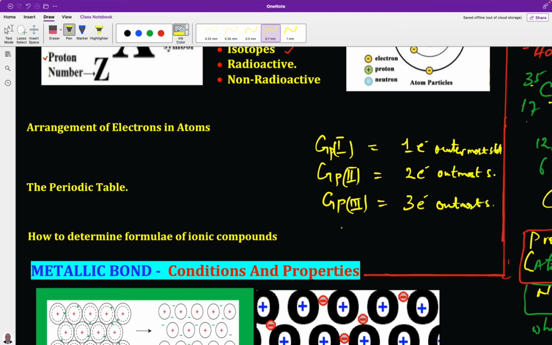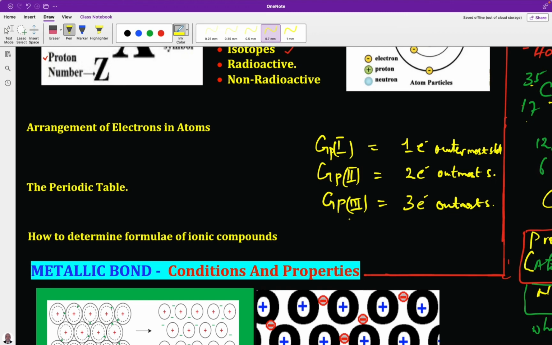In that order, group 4 elements will have 4 electrons in the outermost shell. Group 5 elements will have 5 electrons. Group 6 elements will have 6 electrons. Group 7 elements, which are the halogens, will have 7 electrons. And the last group, which is group 0 or group 8, the noble gases or inert gases, will have 8 electrons in the outermost shell. That is how the periodic table is arranged.